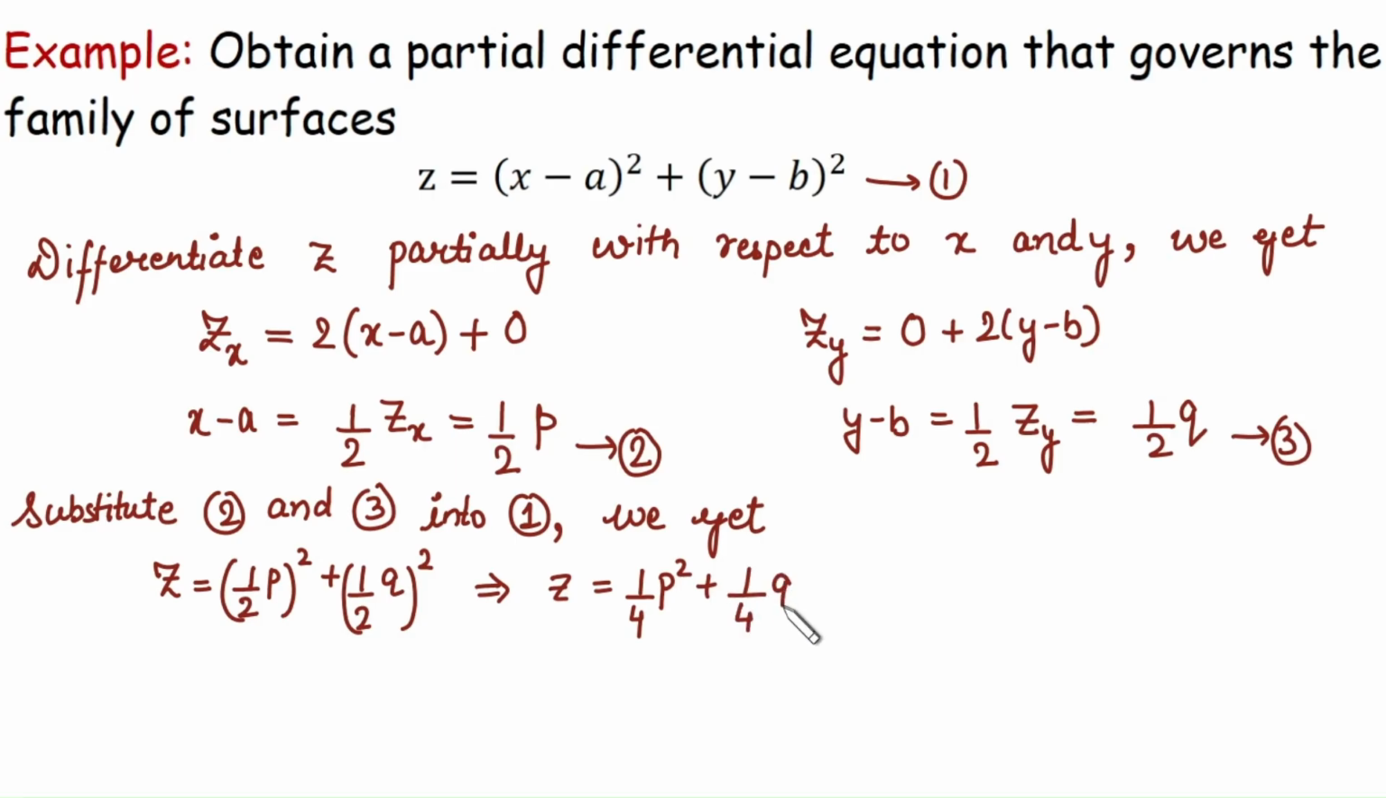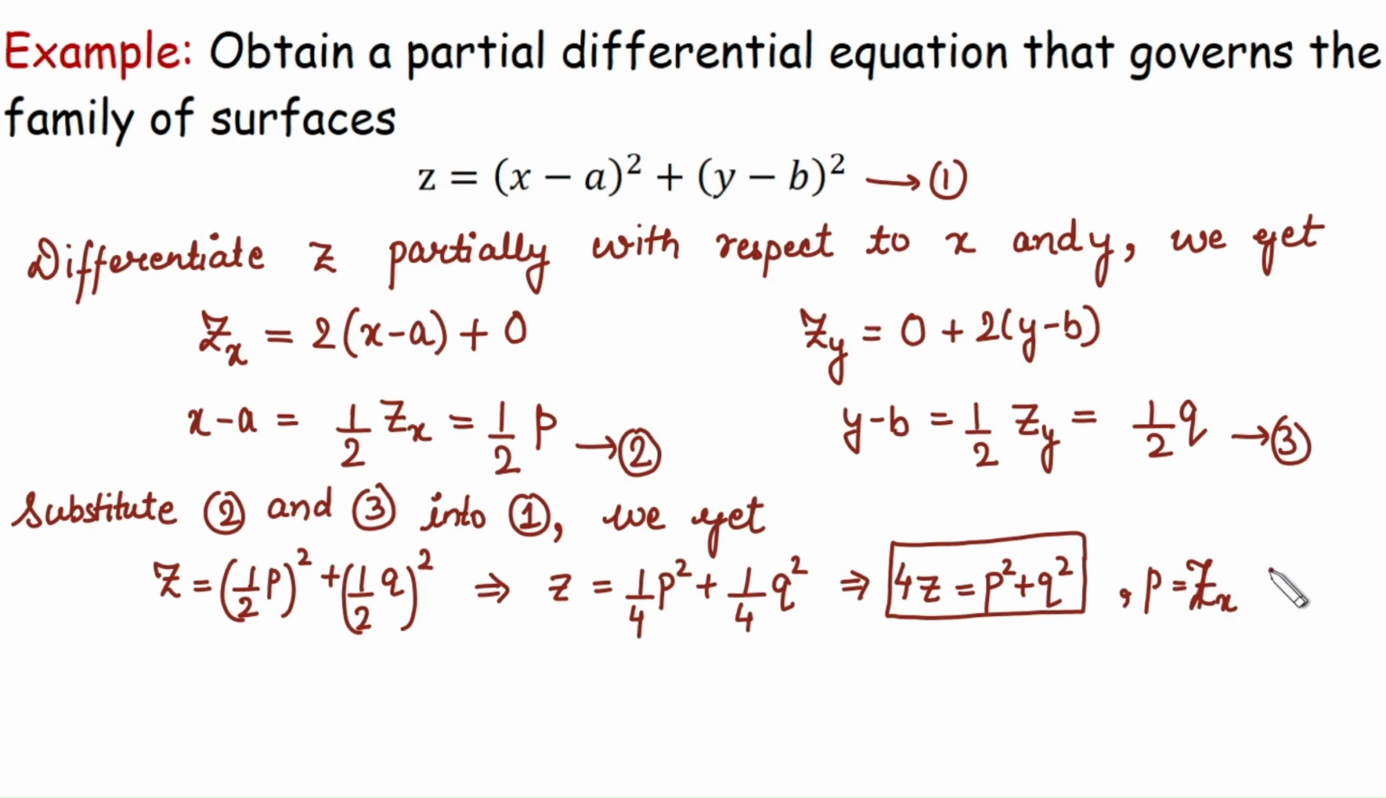More simplification results in z is equal to 1 by 4 p square plus 1 by 4 q square. That can be further written as 4 times z is equal to p square plus q square, which is the required partial differential equation, where p is equal to the partial derivative of z with respect to x and q is the partial derivative of z with respect to y.